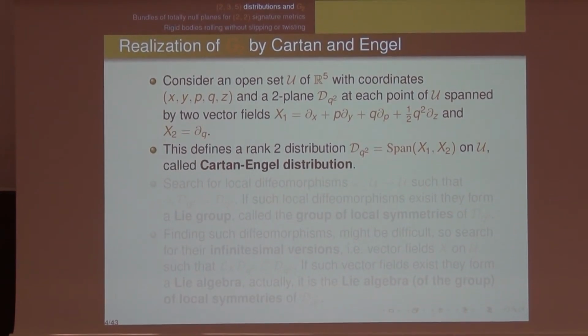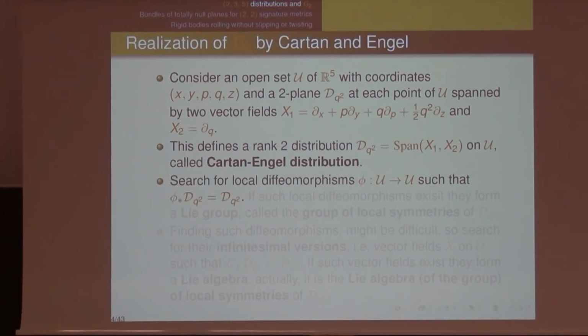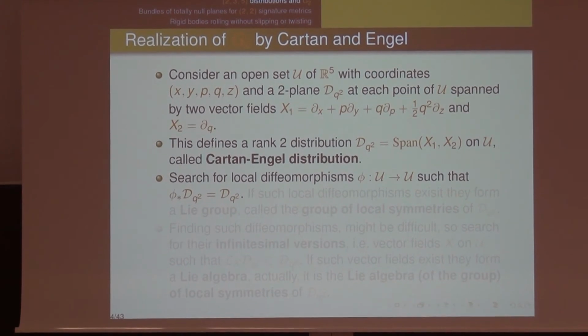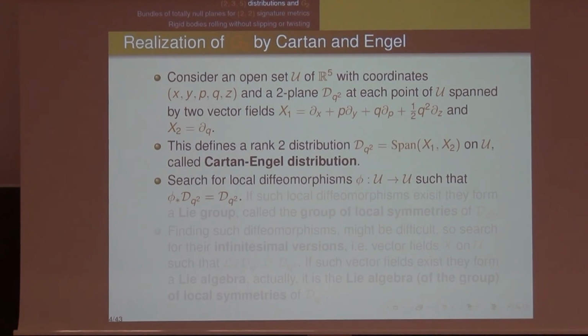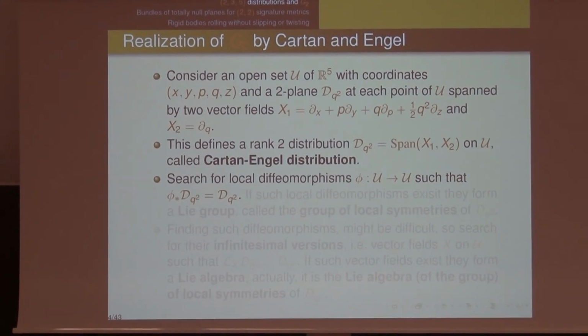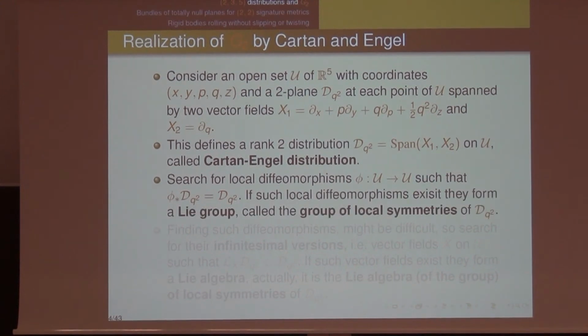So what can I do with such a distribution? If I have a distribution, one can search for local diffeomorphisms of this open set that transform the distribution to itself. If such local diffeomorphisms exist, they form a Lie group, and this Lie group will be called the group of local symmetries of the distribution.